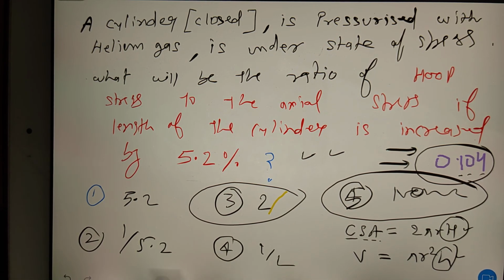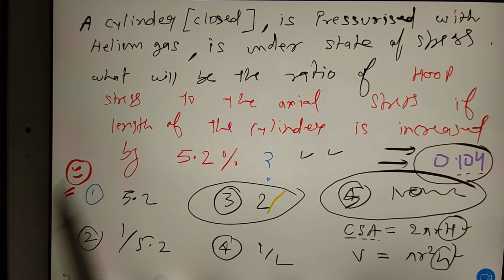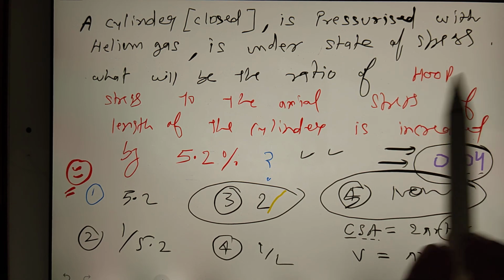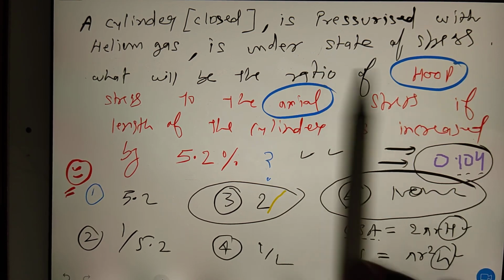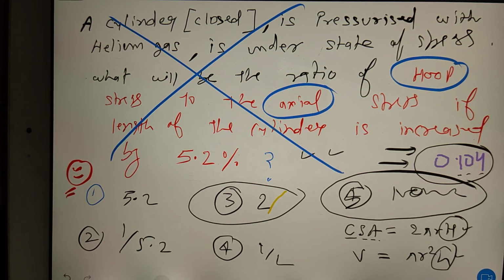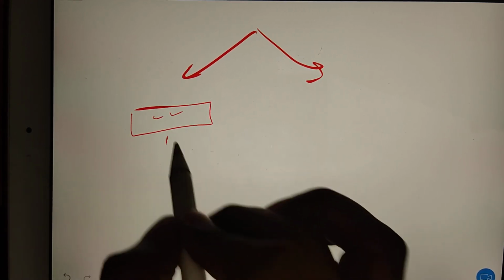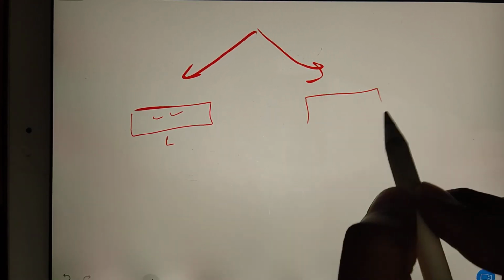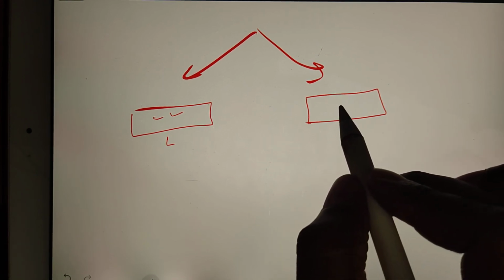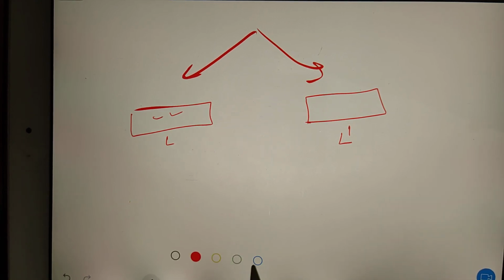First of all, this is the easiest numerical of the day, very, very easy. Here we are asking for the ratio of hoop stress to axial stress. So you don't have to think at all about whatever is happening; it does not matter. See, understand the logic here. You have two cases. In one case, you have some length, suppose length is L. In the other case, the length is increased by 5.2%, so you get a new length L dash. Okay, now see.